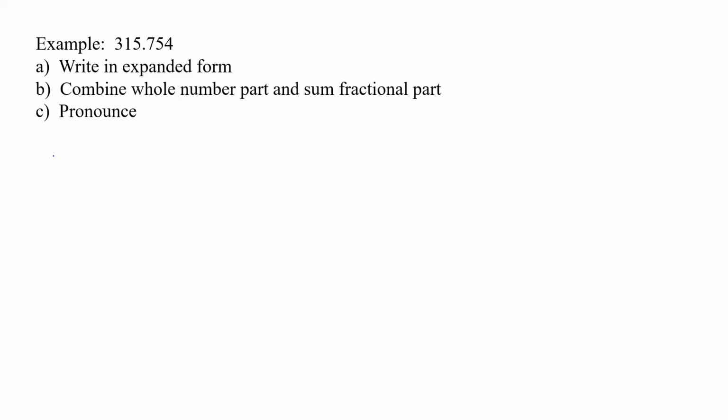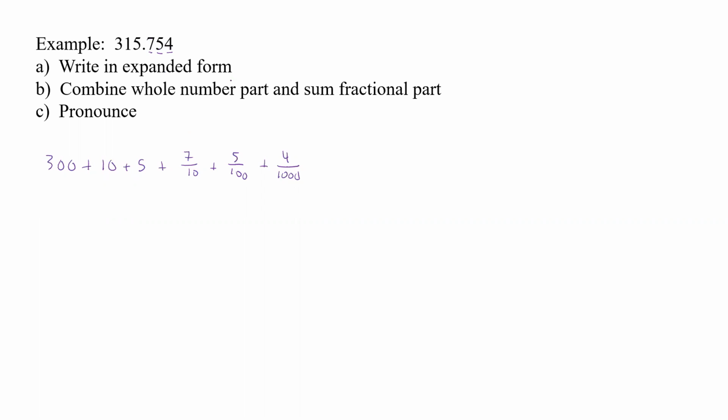So expanded form, we're going to have 300s, so that's 300 plus 10 tens plus 5 ones, plus, now we have 7 tenths, so it's 7 over 10, plus 5 hundredths, so it's 5 over 100, and then plus 4 over 1,000. Again, whatever position it is, you put it over a 1 and that number of zeros. This is 2 zeros, and this would give us 3 zeros, 1, 2, 3, which is 1,000.